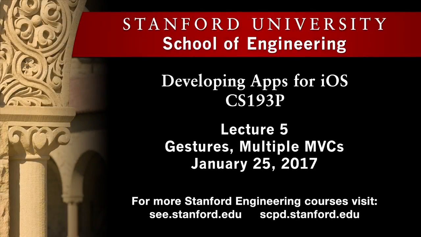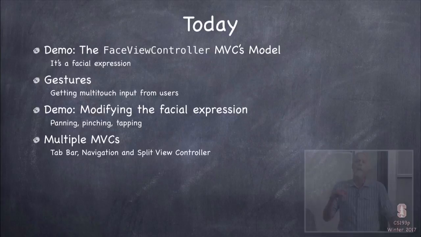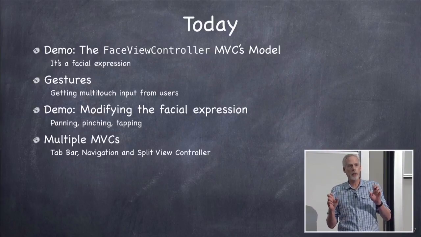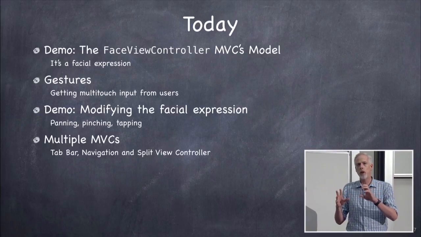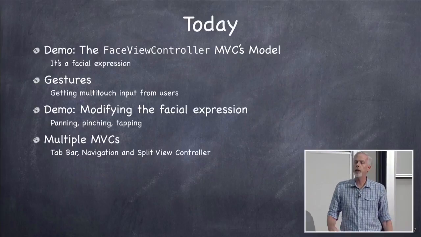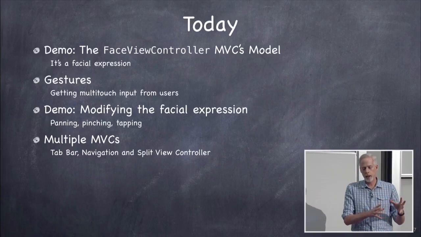Okay, well, welcome then to Stanford CS193P, Developing Applications for iOS, Winter 2017. This is lecture number 5. Today we are going to start off with a little demo where I'm going to take the application that we worked on last time and add a model to it, because we had only worked on the view part of that, building that nice, cool face view. Now we're going to add a model to that MVC.